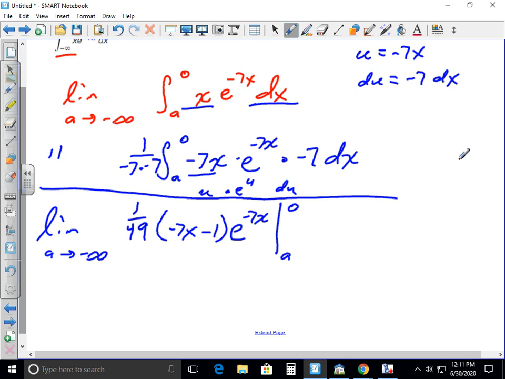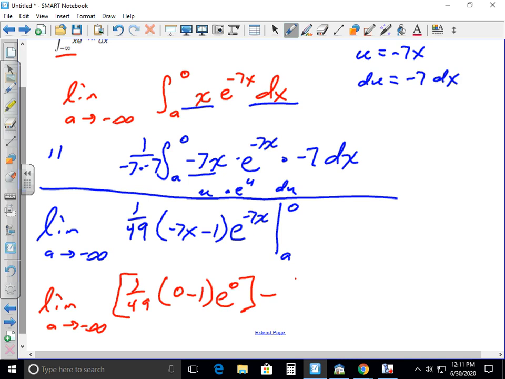So to evaluate that, we need to plug in 0 and a. If we plug in a 0, negative 7 times 0 is 0, minus 1. Negative 7 times 0 is 0, so we get that there. And then for the next parenthesis, everywhere we have an x, we're going to put in an a.